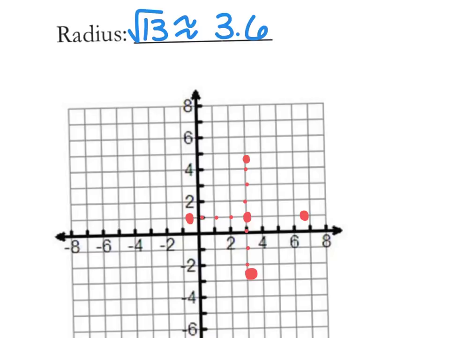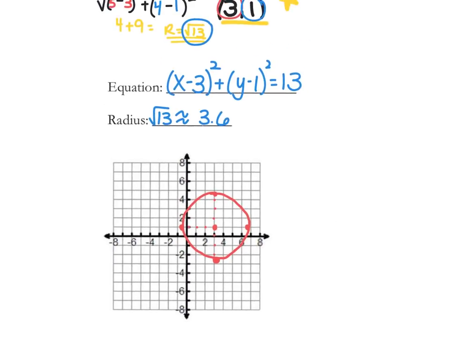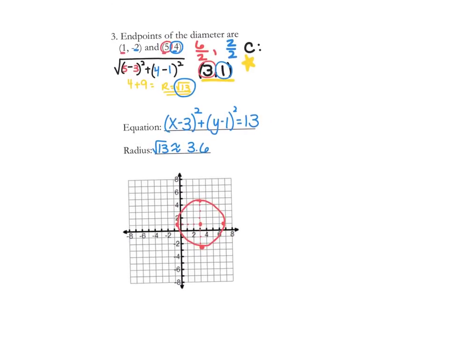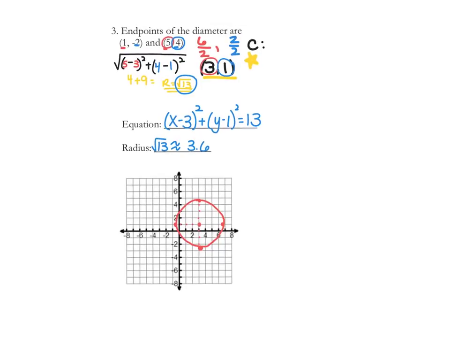So again, it's just like you have to estimate. It's not going to be perfect. Oh, that circle was really bad though. Let's try that again. Okay, whatever. That's going to have to do. So there's the circle. Let's keep going.